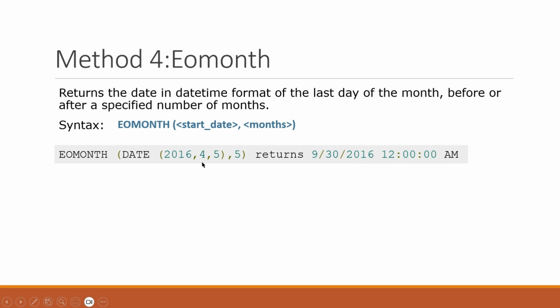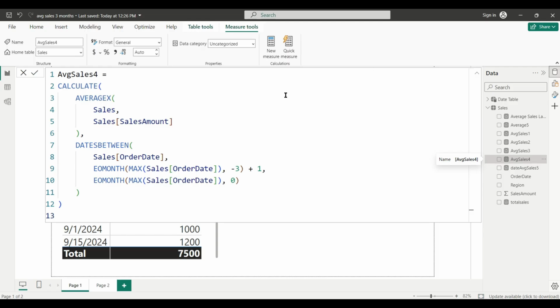So from April we are going to September, which returns the last date of September. So EOMONTH gives the last date of the month for the specified number of months. If you want to calculate the average sales for the last 3 full calendar months, that is July, August, September, you have to use this EOMONTH approach.